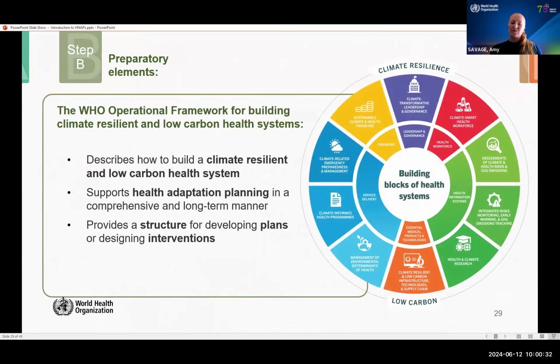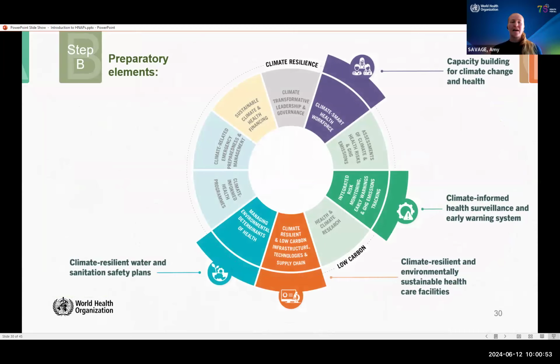So as I mentioned, we can use the operational framework as a practical tool to structure our HNAP, to understand in what areas we could consider adaptation actions to address all the health risks that we've identified within our context. And these are just some examples, and they're very broad examples, and the specific interventions in different countries will vary.